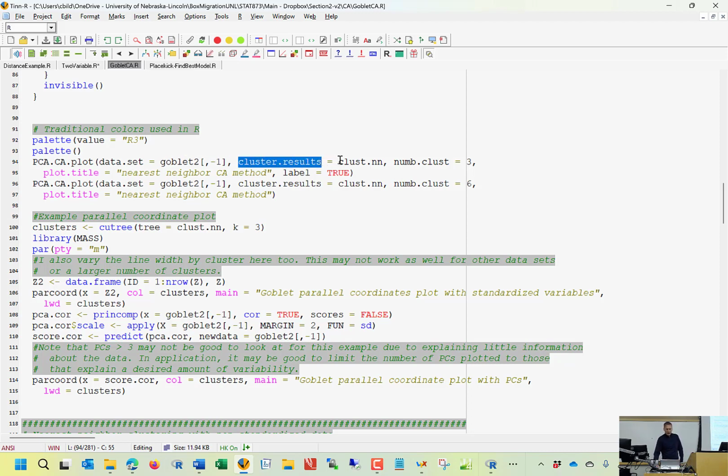My cluster results are stored in clust.nn. This is what I got from hclust. How many clusters do I want to actually show on my plots of these principal component scores? How about 3 clusters? I put a nice little title on it, and also I want to label the points.